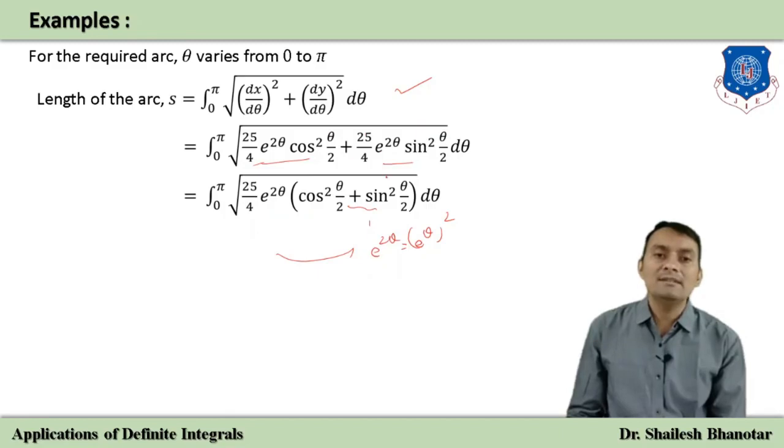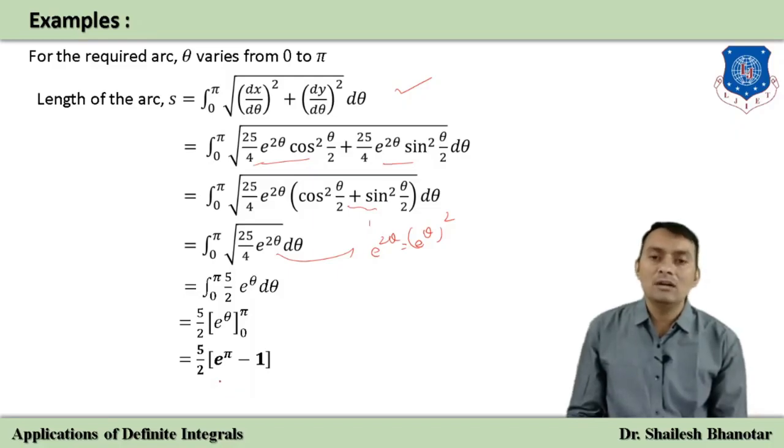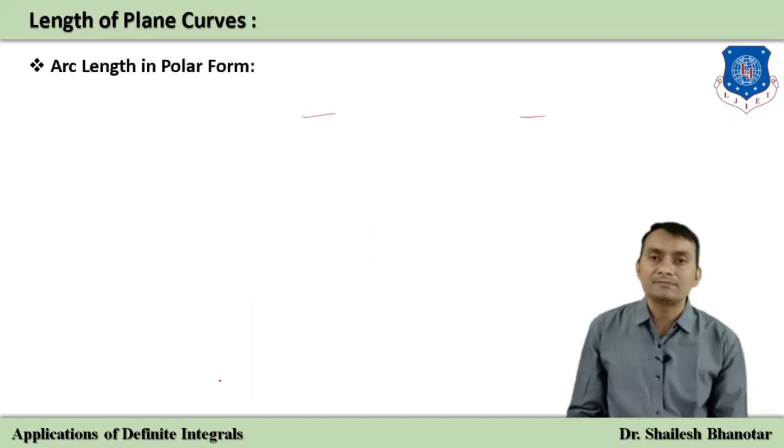But cos square theta plus sin square theta will be 1 when we take the 25 by 4 into e raised to 2 theta common. When you simplify, you will get 5 by 2 into e raised to theta d theta, and integration is there. When we integrate and after putting the limits, I will get 5 by 2 into e raised to pi minus 1, and that is the final answer.